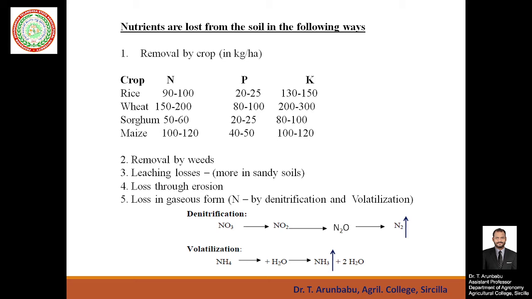And next one, removal by weeds. Compared to the crops, weeds also remove a huge amount of nutrients from the soil. And next one, nutrients may be lost through leaching also.